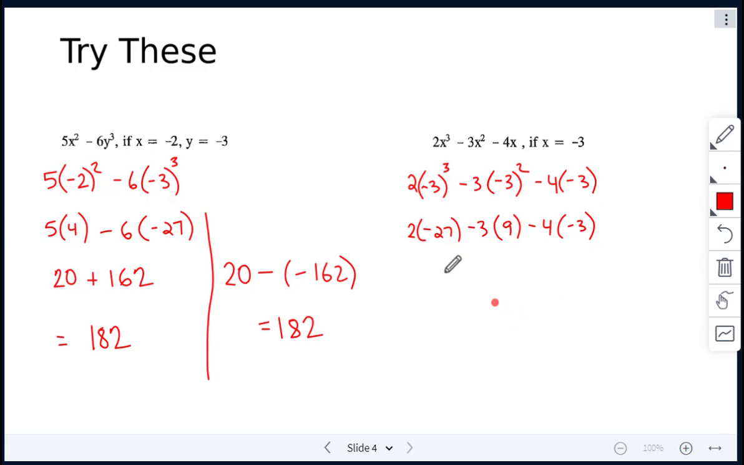So now I have to multiply. So I have here 2 times negative 27, which is negative 54. And then I have negative 3 times 9, which is negative 27. And then negative 4 times negative 3, which is positive 12. All right, so now I can put that into my calculator. Negative 54 minus 27 plus 12, and I get my answer of negative 69.